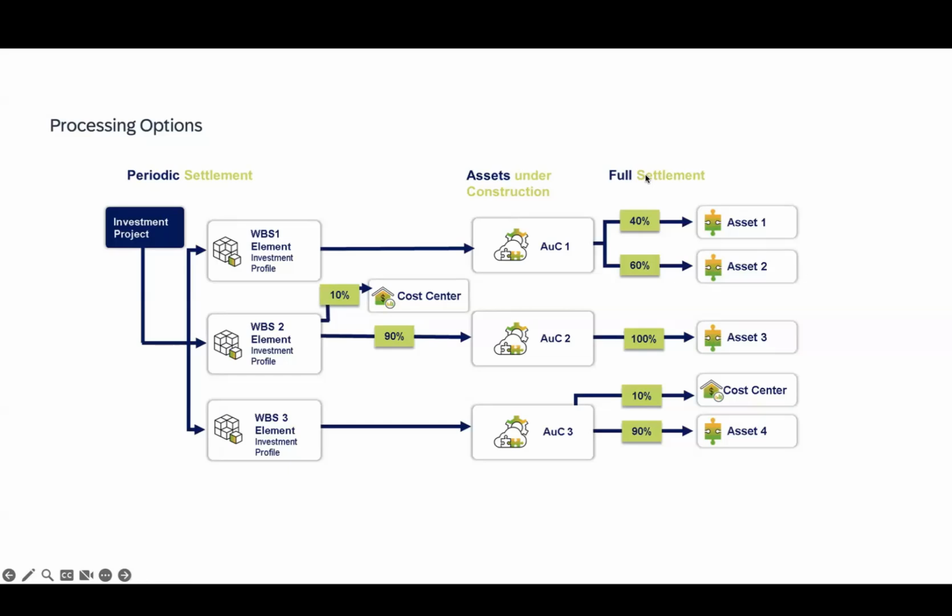Okay. And then in our full settlement, we can then have a range of different rules in place. So we could create two assets out of this asset under construction. We could just have everything go to the third asset. Or we might even take some money out there into the cost center. So the difference is that a periodic settlement takes from the work breakdown structure, where we've collected the costs in the project, and pushes it across to the asset under construction in our asset register. And then the full settlement takes from the asset under construction into the actual asset itself.